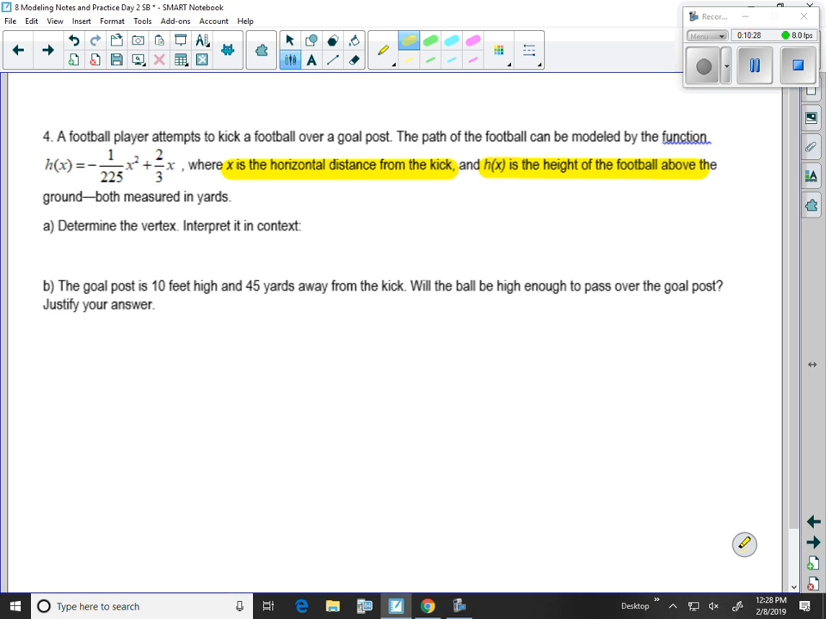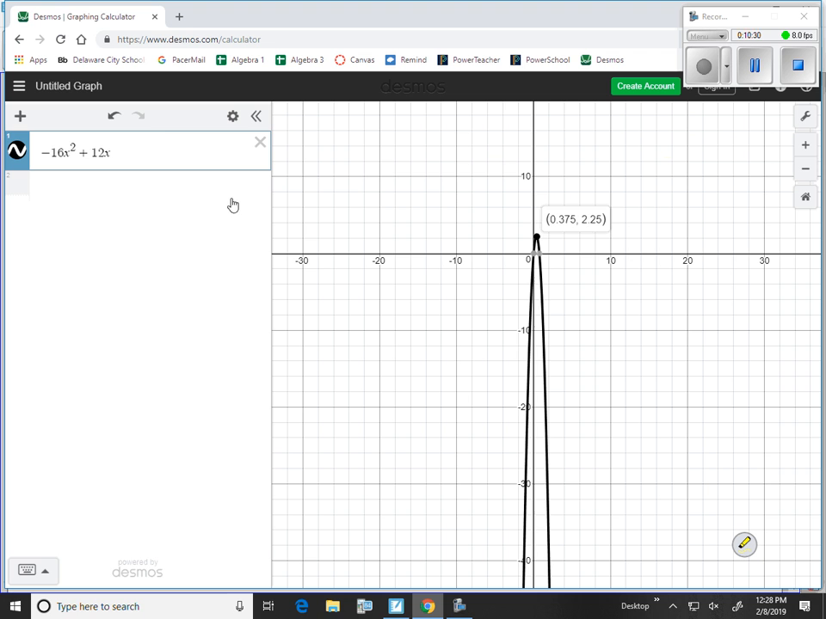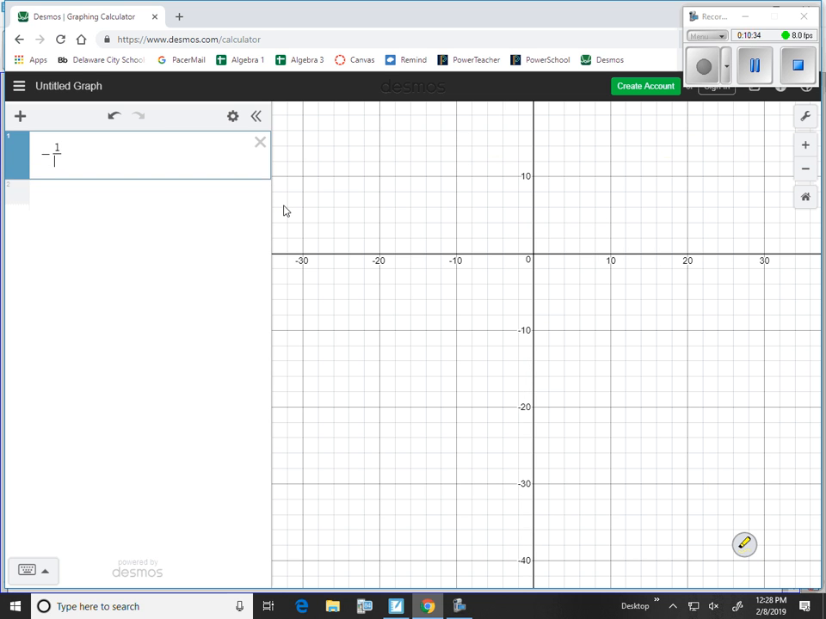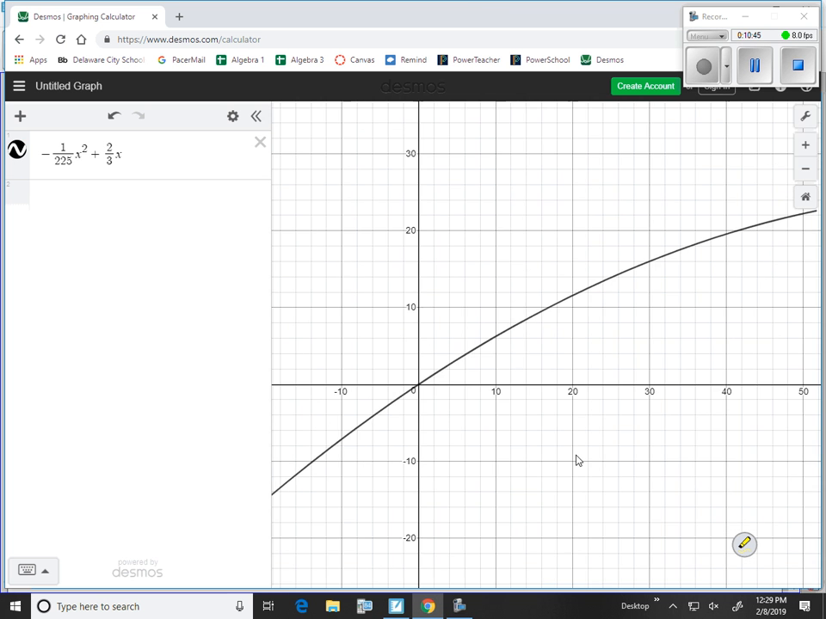So let's go ahead and put it into Desmos. This one's going to look a lot wider, FYI. Because think about what a football kick looks like. You know what I mean? How big that was?